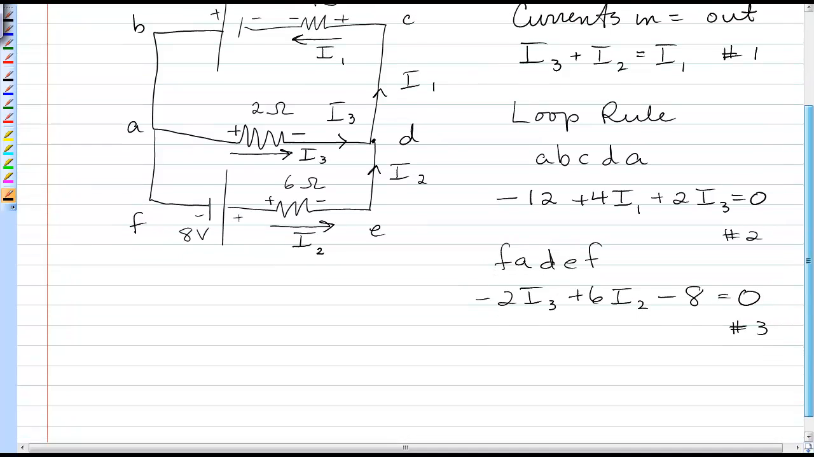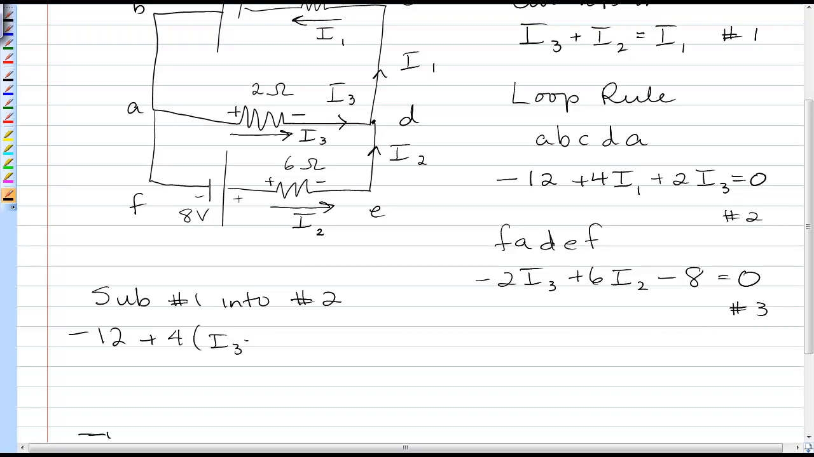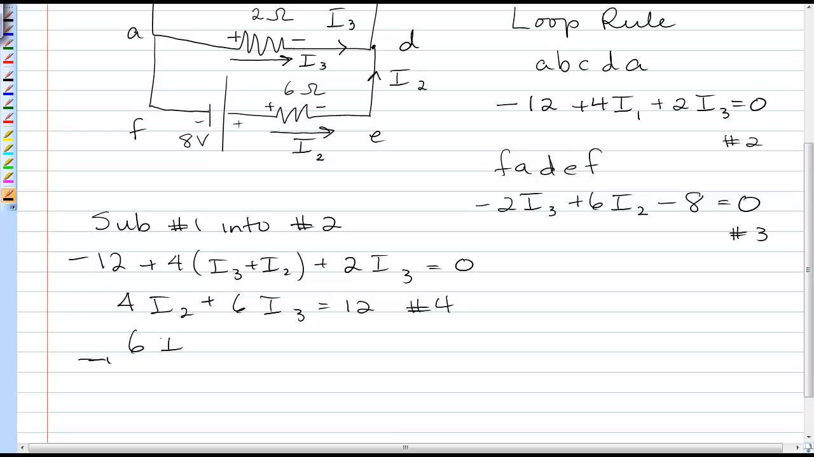Now those are 3 equations and 3 unknowns. But because equation 1 is so simple, I'm going to reduce the system to a 2x2 system by subbing number 1 into number 2. When I do that, I get negative 12 plus 4, and instead of I1, I'm going to put I3 plus I2. I still have 2I3 equals 0. Tidying that up a little bit, I'm going to have 4I2 plus 6I3 equals 12. I'm going to call that number 4. And then I'm just going to rewrite number 3 so it looks a little better. I have 6I2 minus 2I3 is equal to 8. That's just number 3 again.